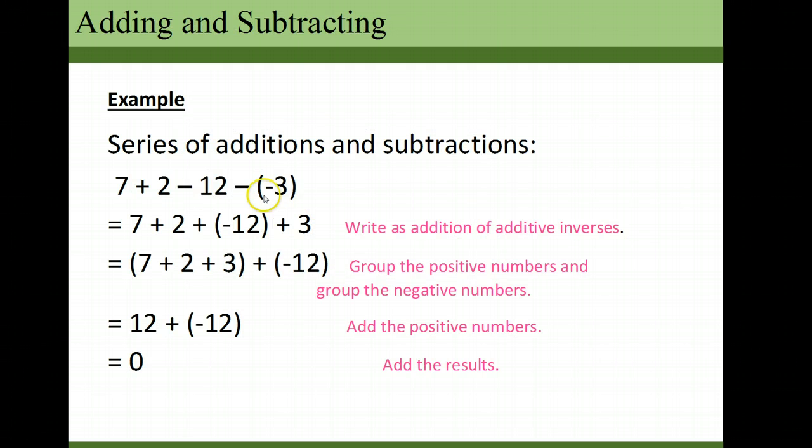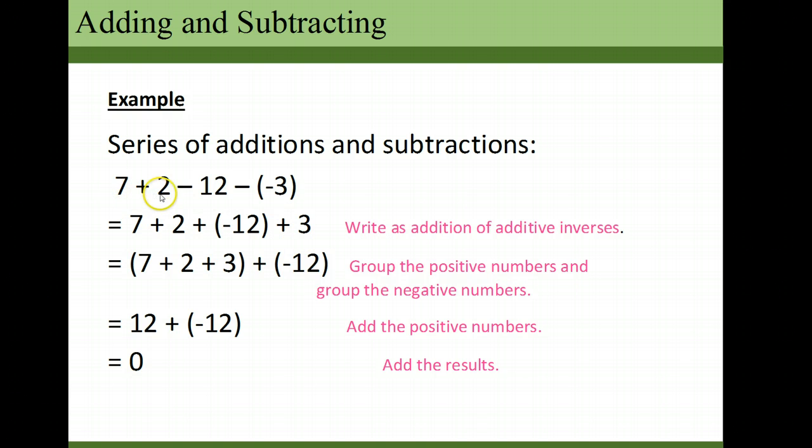So let's try an example. We want to do the following addition and subtraction. Big long list of stuff: 7 plus 2 minus 12 minus a negative 3. So the first thing to do is to change all subtractions to additions of additive inverses.